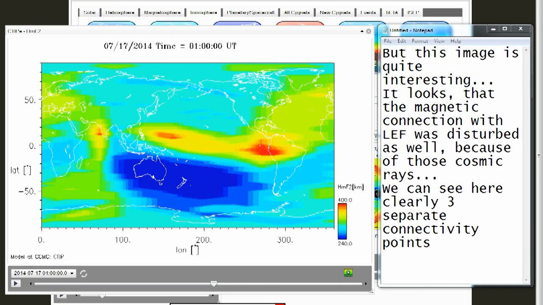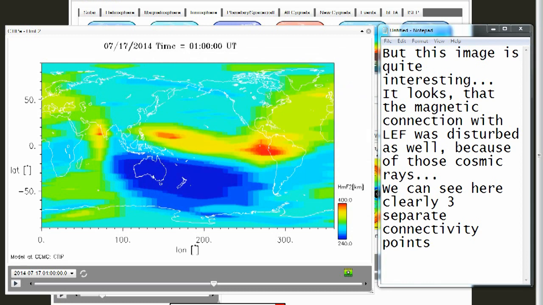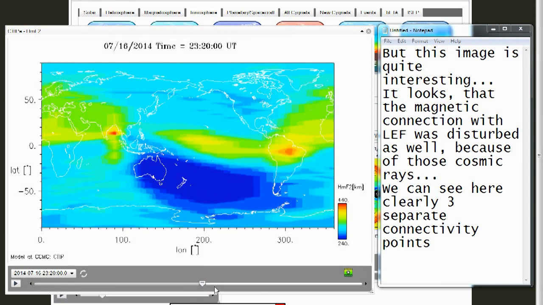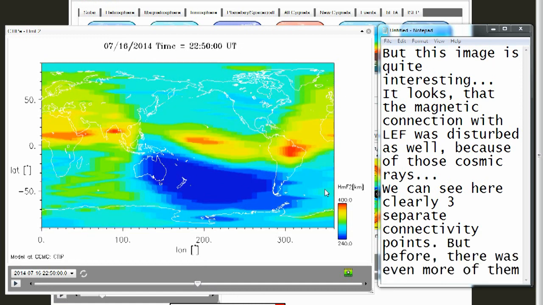But this image is quite interesting. It looks like the magnetic connection with the low energy field was disturbed as well because of those cosmic rays. We can see here clearly 3 separate connectivity points. But before there were even more of them.